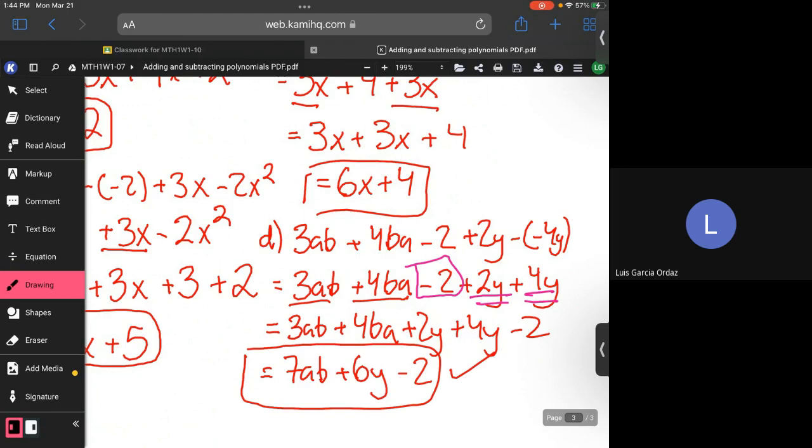So is everyone good with this concept? What I'm actually going to do is put up an exit ticket. Basically you answer a question and I check it to make sure you understand the lesson.